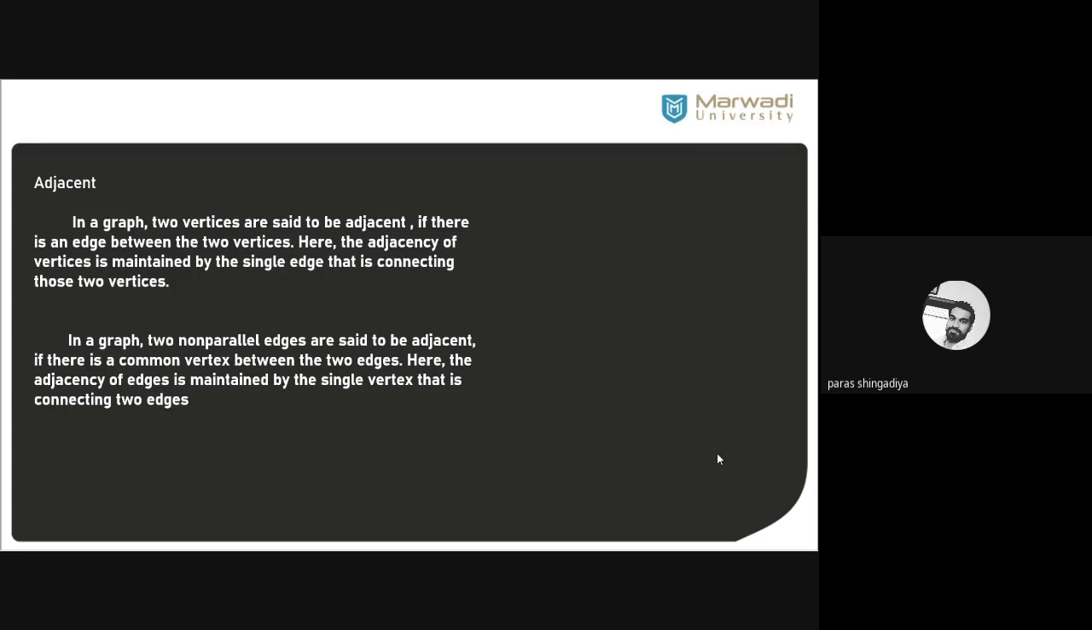Now second is adjacent edges. Two non-parallel edges, that example we just checked here. Here we cannot check the adjacency relation, but here we can. So two non-parallel edges are said to be adjacent if there is a common vertex between the two edges. Here there is one common vertex between the two edges, so that is called an adjacent edge. The adjacency of edges is maintained by the single vertex that is connecting the two edges.